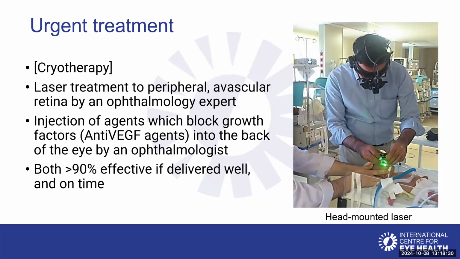The initial treatment was cryotherapy, but that's no longer used. So the two main treatments now are either laser treatment, which is what is happening on the right, to the peripheral part of the retina where there are still no blood vessels, or injection of agents which block the proliferation of abnormal blood vessels. And these are called anti-VEGF agents. And these need to be injected into the back of the eye.